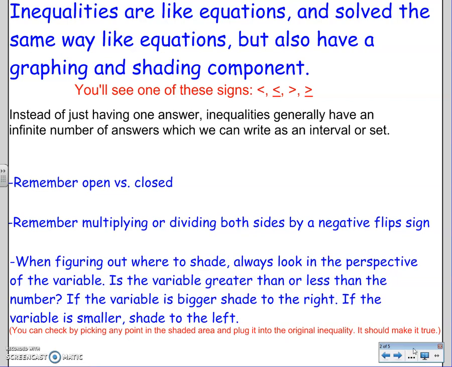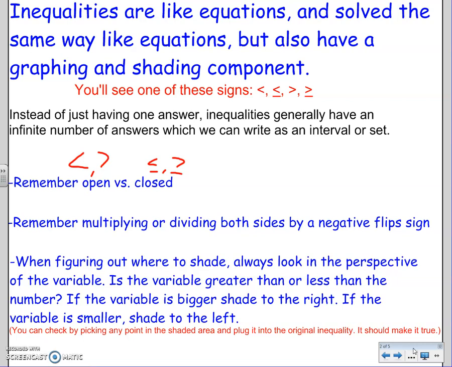Make sure you know the difference between open and closed. Open, you'll see these two signs. Closed, you'll see these signs with the equal sign underneath. Closed includes the number. Open means it's hollow and it does not include the number. All right, remember, multiplying or dividing both sides by a negative flips the sign. That's an old Algebra 1 rule.